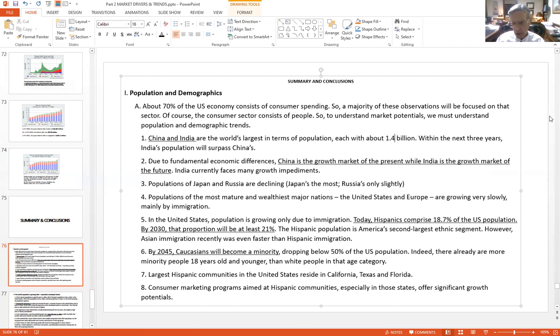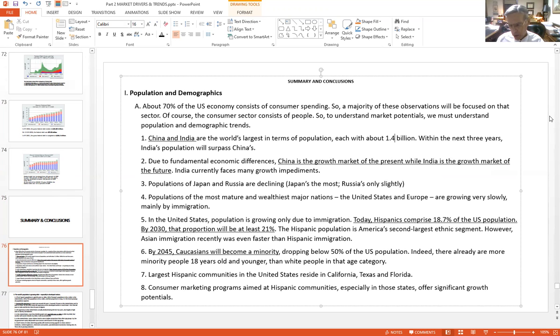Populations of Japan and Russia, you may recall, are declining. And populations of wealthier nations are not growing nearly as fast. Although the United States and Europe enjoy populations that are growing due to immigration, that creates brand new problems and challenges for marketing professionals. Indeed, immigration is the most important reason for US population growth, or at least it will be very soon.